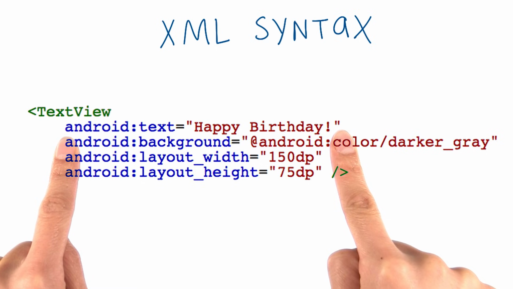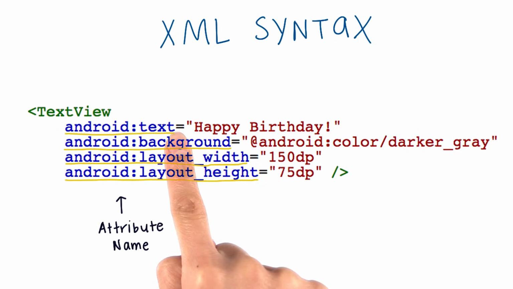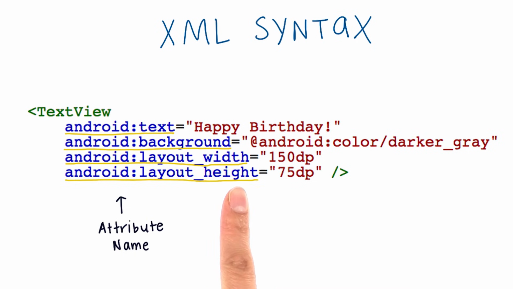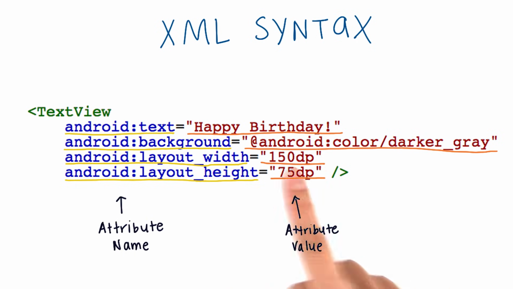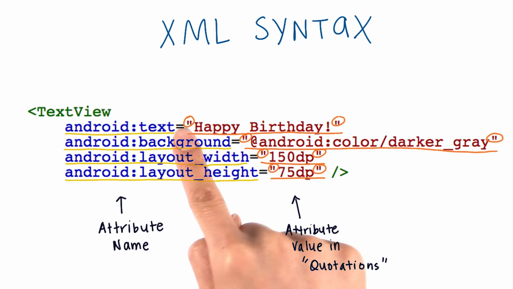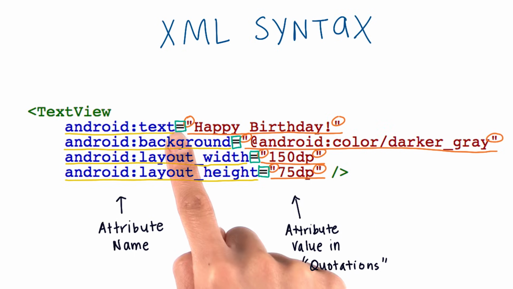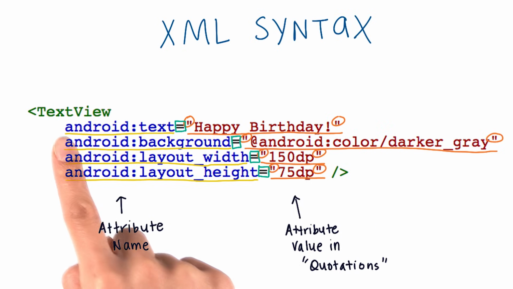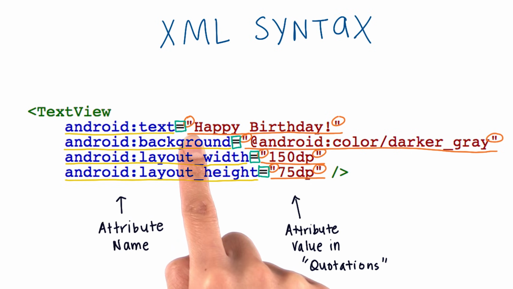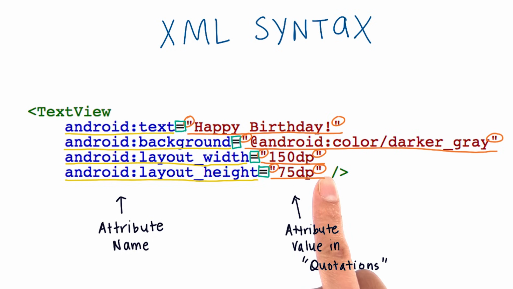Looking more closely at the format of each line, we have the attribute name on the left-hand side, underlined in yellow here, and on the right-hand side we have the actual value. It's important to note that the attribute values should be put in quotation marks as part of the syntax for XML. Then we have an equal sign in the middle to say that the attribute name on the left is set to the value on the right. So the text for the text view is happy birthday, and the height is 75 density independent pixels.